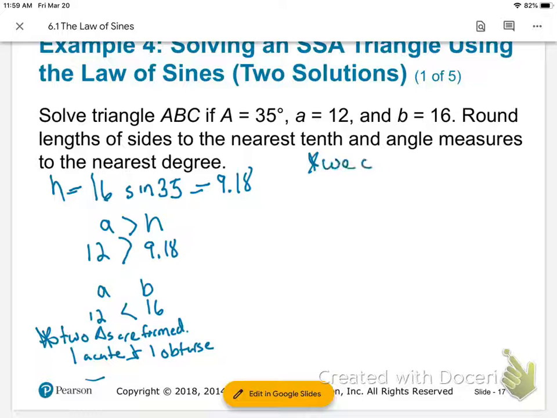We can get this by 180 minus our angle. Okay, so we're going to get started over here. I'm going to start here with A over sine of A equals B over sine of B.